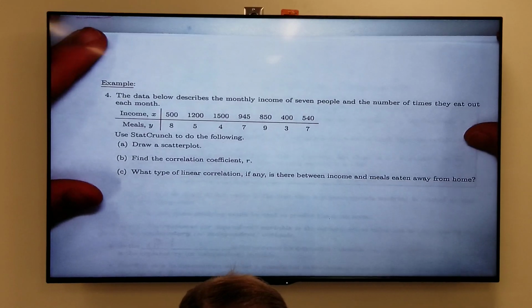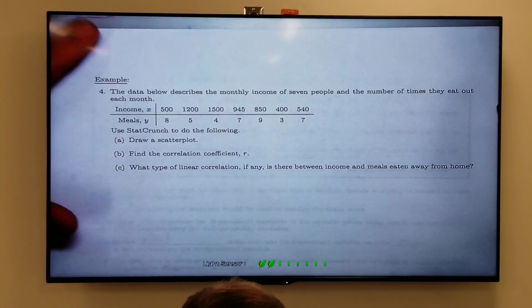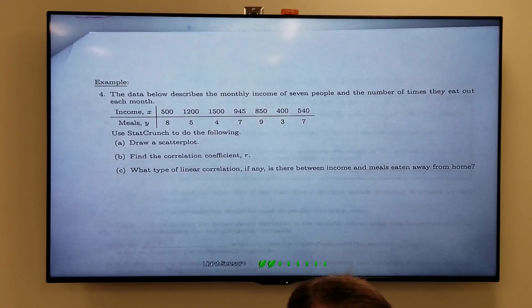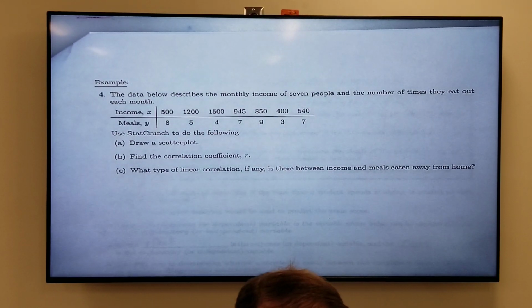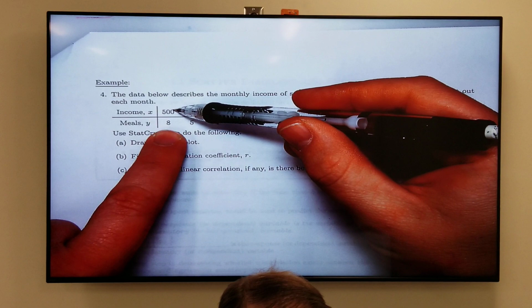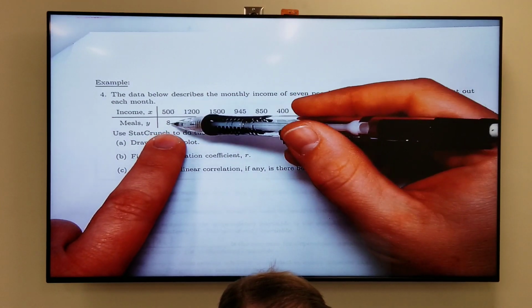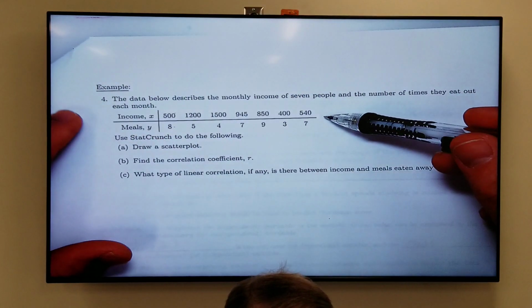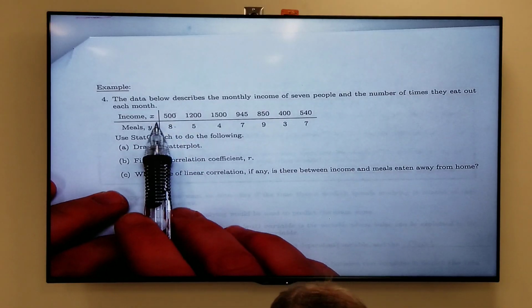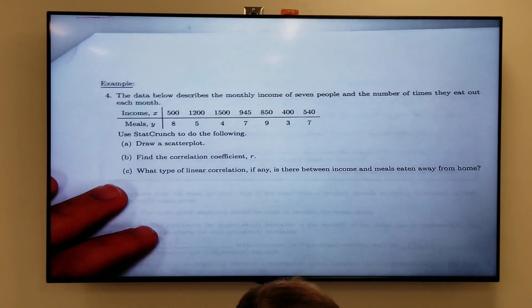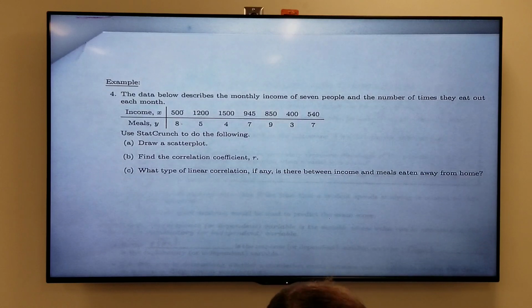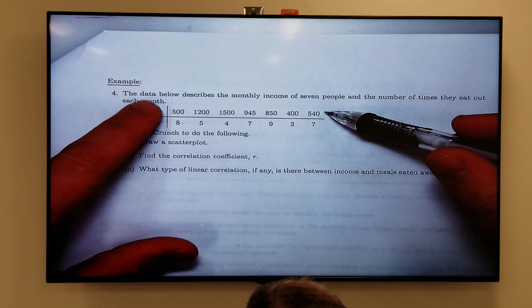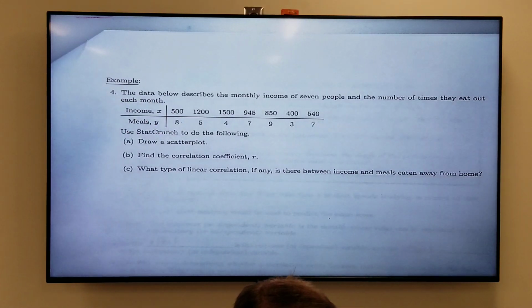It says the data below describes the monthly income of 7 people and the number of times they eat out each month. Okay, so someone making $500 a month, they ate out 8 times. These must be students. How can you survive on $500 a month or $400 a month? These must be students still living at home with their parents or something. But anyway, so this is their monthly income, and then this is the number of times they eat out each month.